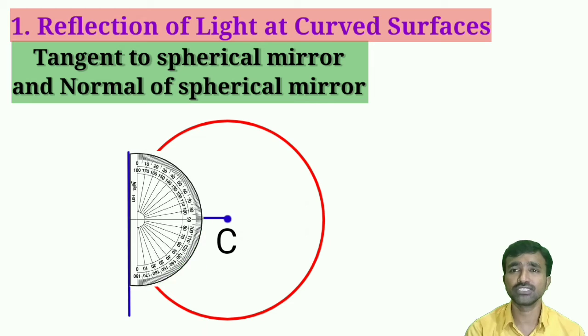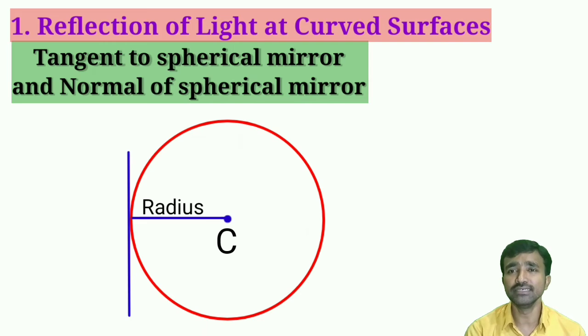Here you can see exactly that it is a 90 degrees angle. So a tangent drawn at any point on the circle makes a 90 degrees angle with the radius. At that point, the line drawn by connecting the boundary to the center, that is the radius, is called the normal to the curve.